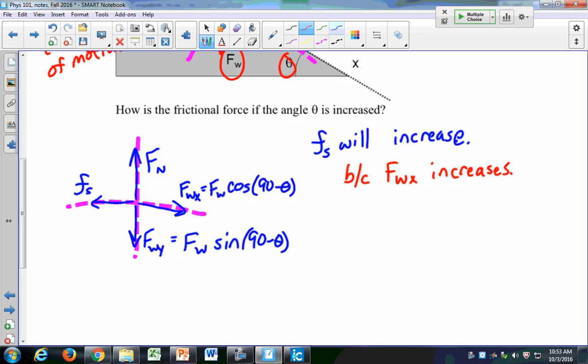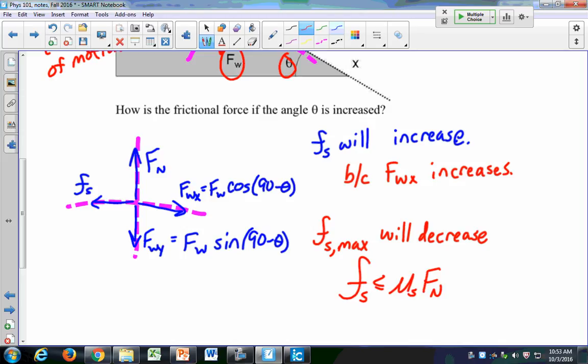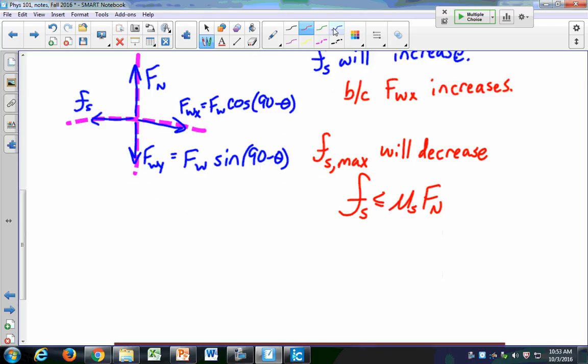But on the other hand, Fs will decrease. Or really, Fs max, the maximum static frictional force, will decrease. Remember, my static frictional force is less than or equal to mu s times my normal force. And I'm saying that it will decrease because one of these quantities, either the coefficient mu or the normal force, will decrease as the angle theta increases. Which is it? Is it the coefficient of static friction that will decrease? Or is it that the normal force will decrease? The normal force will decrease.